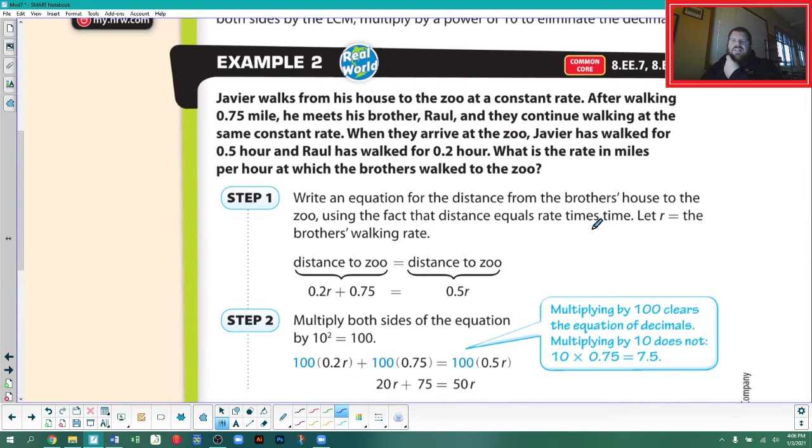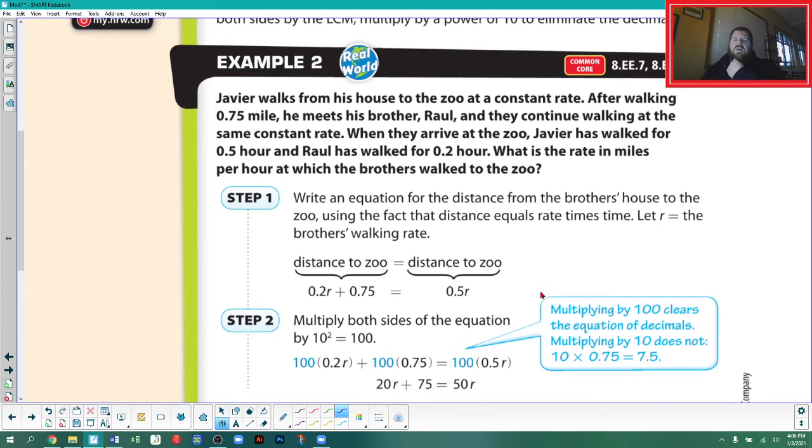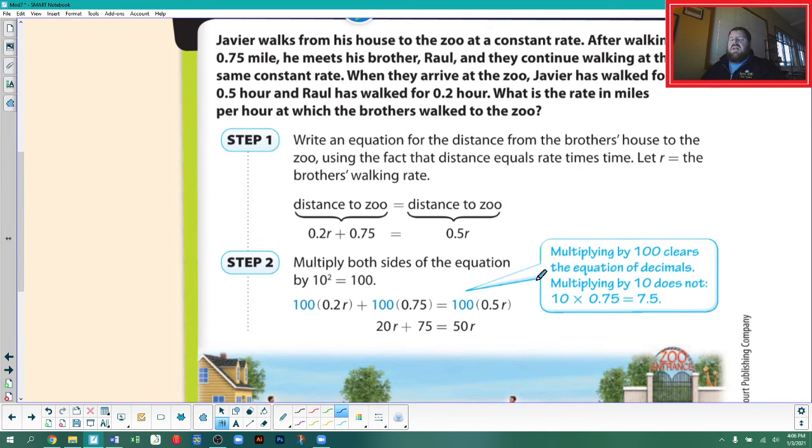So the biggest thing is that we can write this as an equation, and it's all based on the distance equals rate times time, or speed times time equation. So we want to write an equation for the distance from the brothers' house to the zoo, using the fact that distance equals rate times time, just like I said. Let R be the brothers' walking rate. So again, they walk at the same speed. Your book goes with a very similar approach, and I don't know if it's the best way to do it, but that's okay.